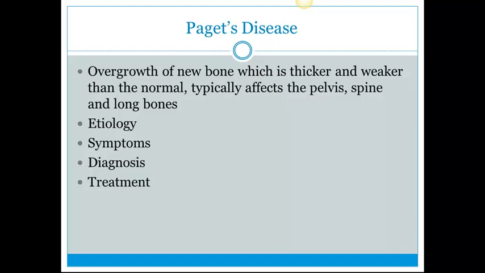Paget's disease is the overgrowth of new bone which is thicker and weaker than the normal bone, and typically affects the pelvis, spine, and long bones. Etiology is unknown, mostly asymptomatic. Bone pain is generally at night. Diagnosis is X-rays of the area, and the treatment, there is really no treatment. However, calcium and vitamin D can be beneficial in bone strengthening.